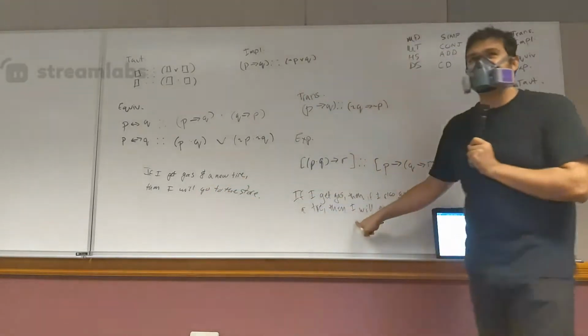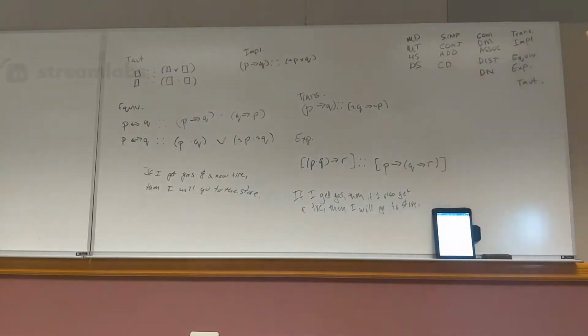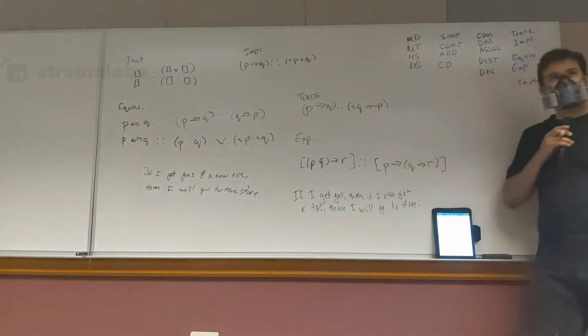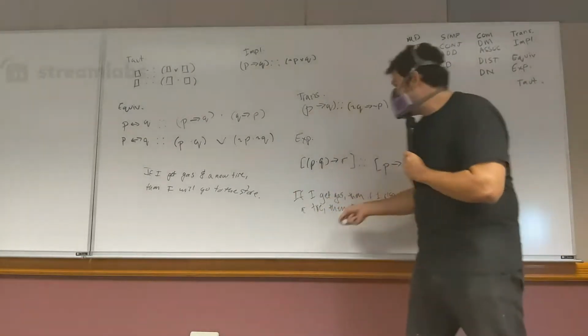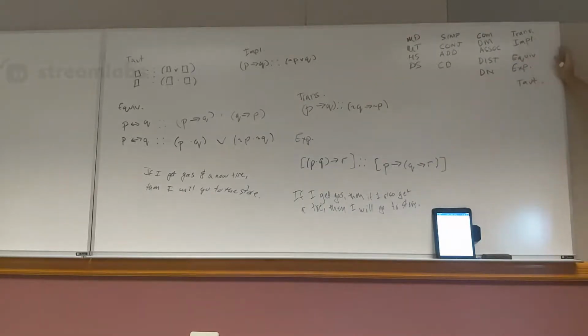If I said these in English, would you think I was saying something different? If I get gas and a new tire, then I'm going to go to the store. If I get gas, then if I also get a tire, then I'm going to go to the store. Those are the same things, right? So there's your English example of how these structurally are equivalent. Any questions?